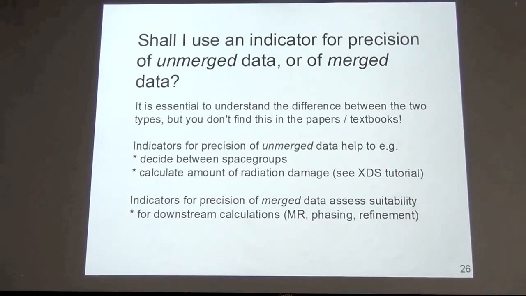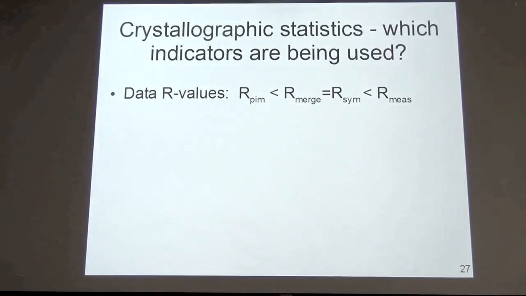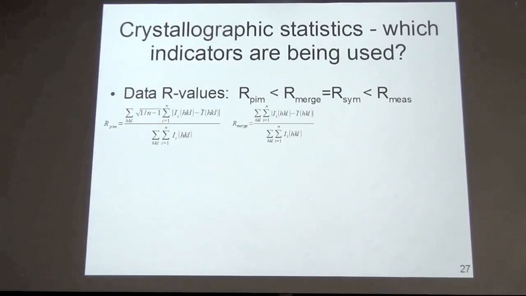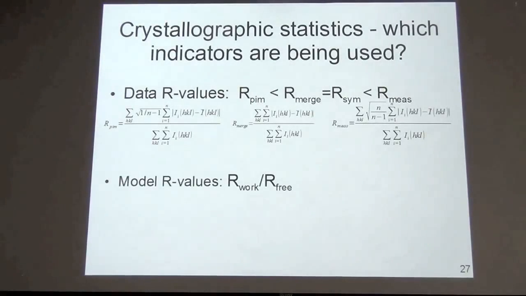It doesn't take the multiplicity into account. We are not using unmerged data in molecular replacement. We are using merged data after all. So this is why we care about their precision. So that's a big thing here. Now confusion arises because all those indicators have very similar names. The formulas, if you don't think about them, look so nicely similar, but they measure totally different things.